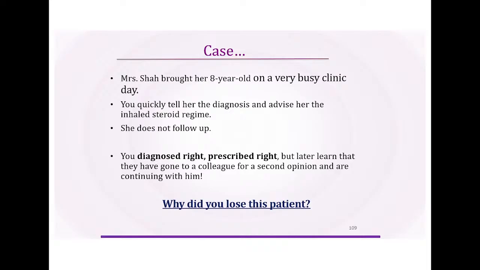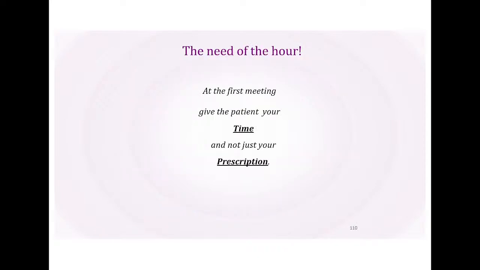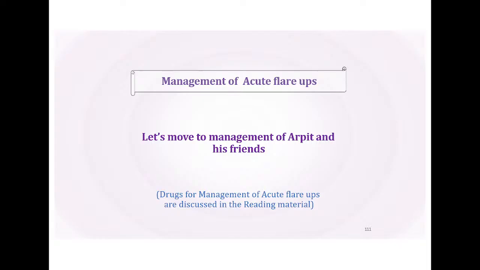So you made the diagnosis, prescribed the inhaled corticosteroid and sent her home, and everything was done properly, but she went to some other doctor for treatment. So what was the problem? Counseling. At the first meeting you have to counsel the parents, and just prescribing drugs is not enough, because asthma treatment always requires detailed counseling, explanation of the technique, side effects, and we also have to ensure compliance to therapy.